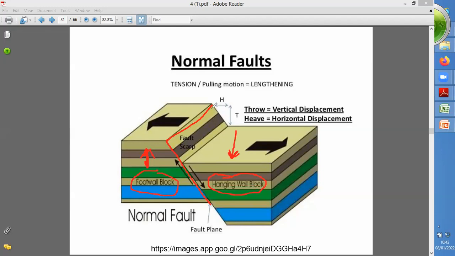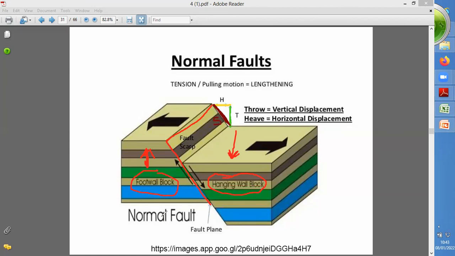Due to this displacement, three displacements are formed. Here this horizontal displacement is considered as a heave. This vertical displacement is considered as a throw, which I have marked here in the green color, and this total displacement, which I have marked here in the brown color, is considered as a slip.